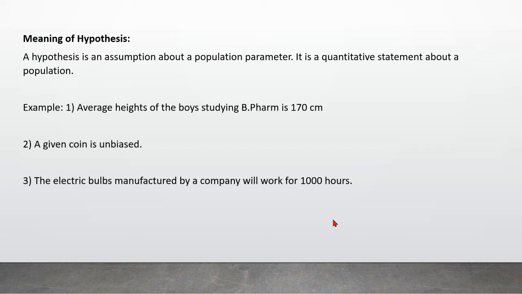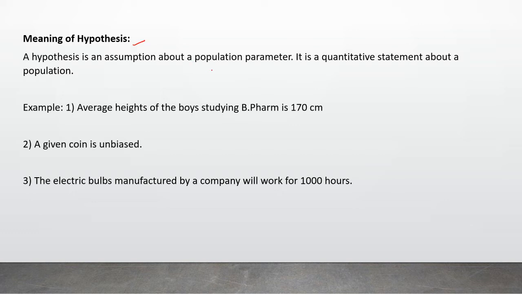Now, let's go into detail for this. I'll just revise a few points which we had already discussed. A hypothesis is an assumption about a population parameter. It is a quantitative statement about a population. Now, I had given an example of what a hypothesis is.